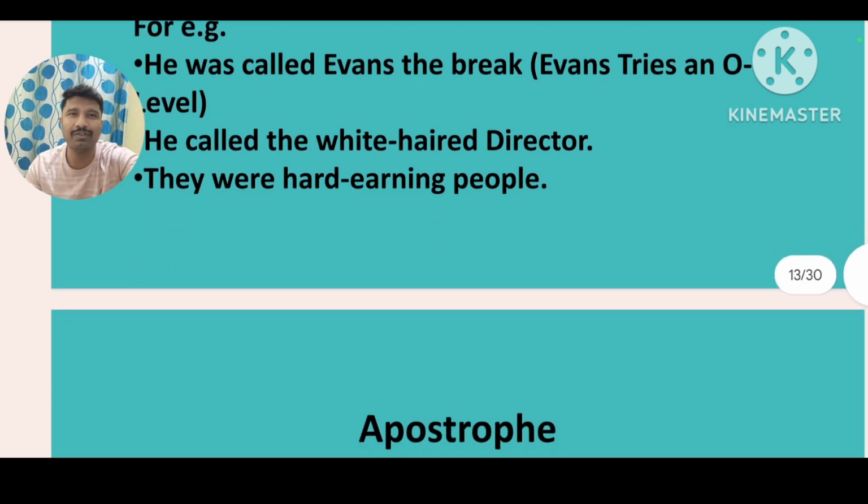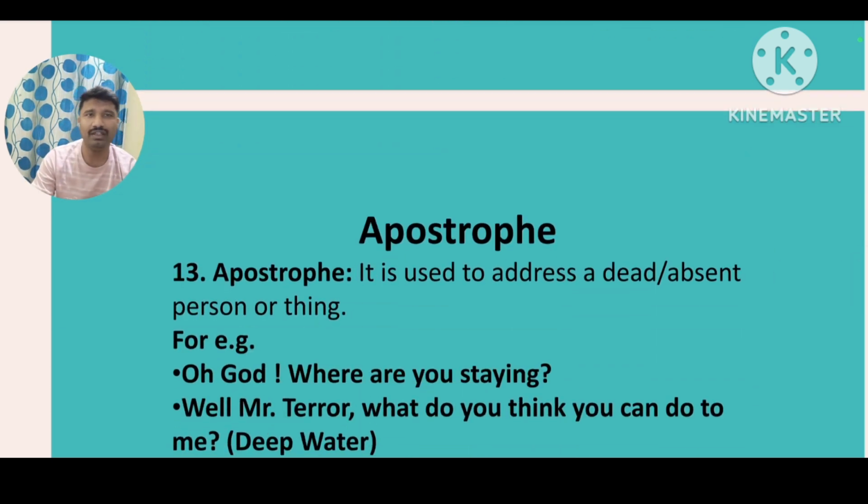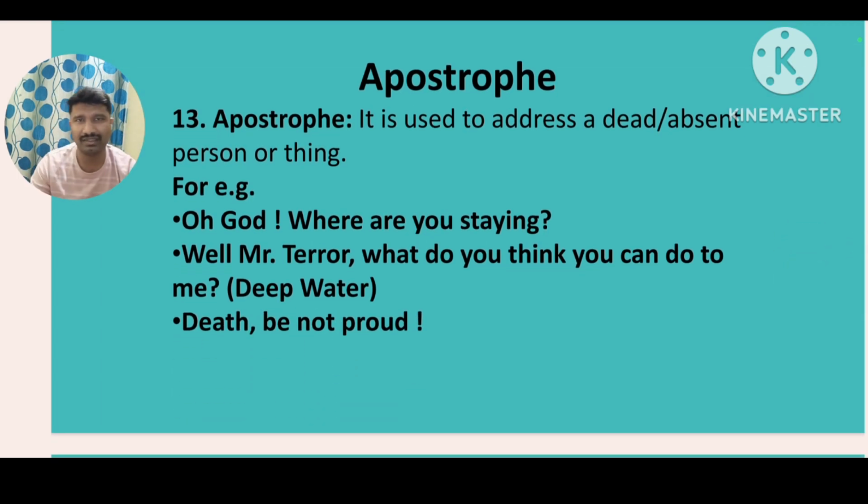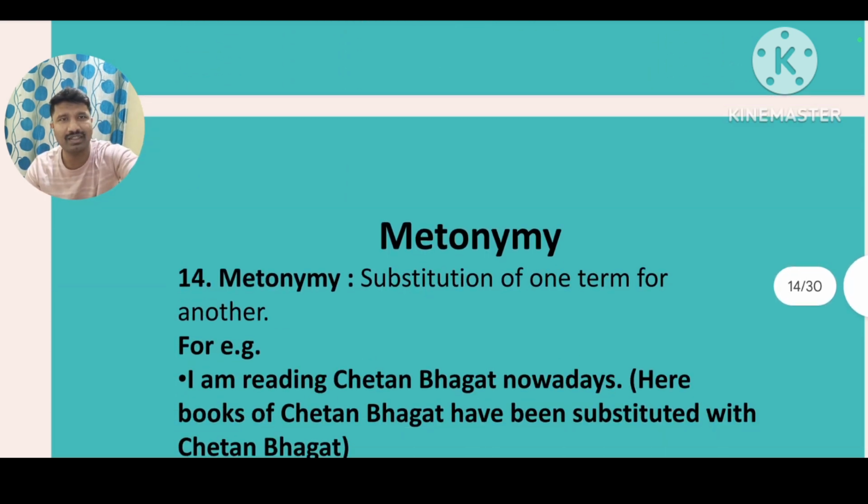So next we have one more very important one, apostrophe. Apostrophe is also a very important poetic device. So what is the definition? It is used to address a dead or absent person or thing. Very simple. Is that address a dead or absent person or thing? For example, oh God, where are you staying? Understood? Whether you're absent or present. Well, Mr. Terror, what do you think you can do to me? Yes, death be not proud. What a brilliant sentence.